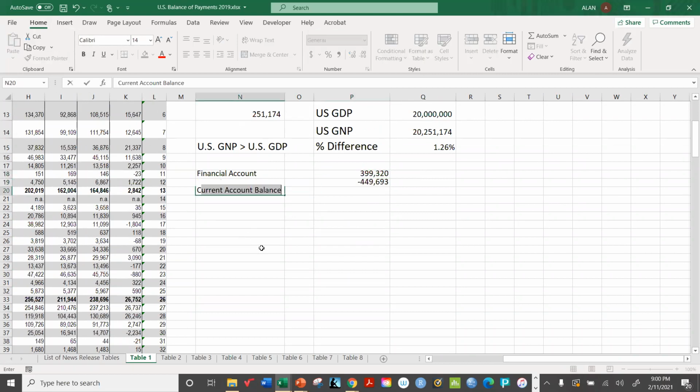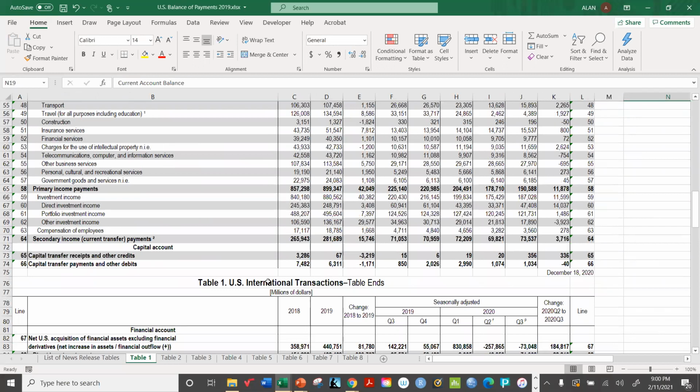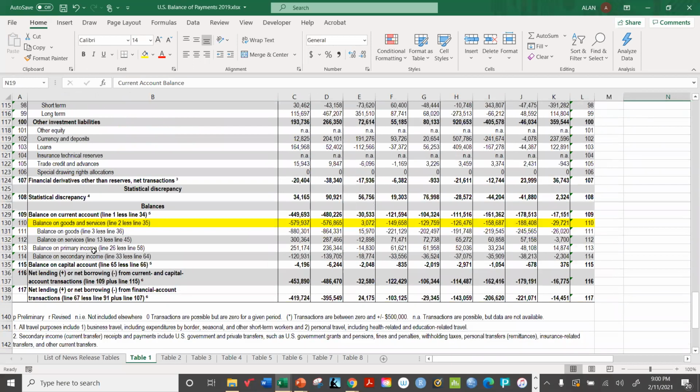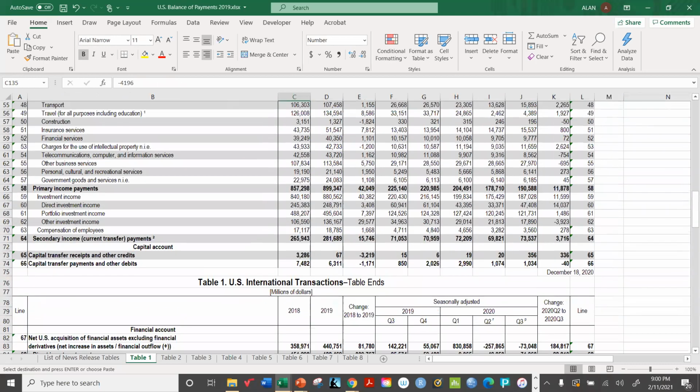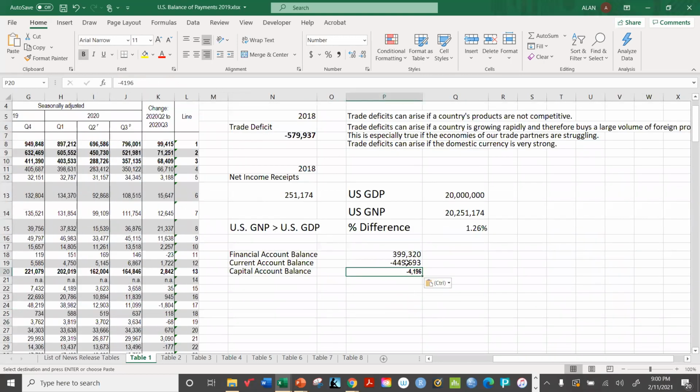Now, we also have the capital account balance, which is very, very small. It's almost not worth mentioning. All right. So that number, it's listed here separately as well. There it is. Okay, it's a small deficit. All right, here we go. Now, here's the interesting one. Those are the three basic accounts.